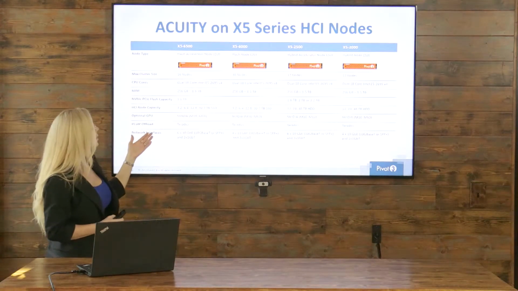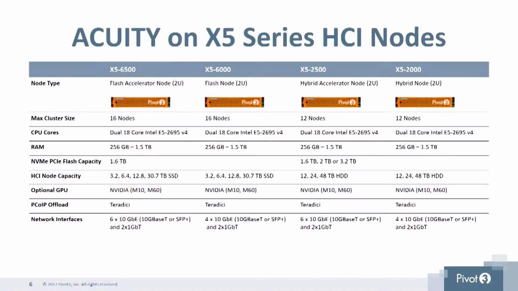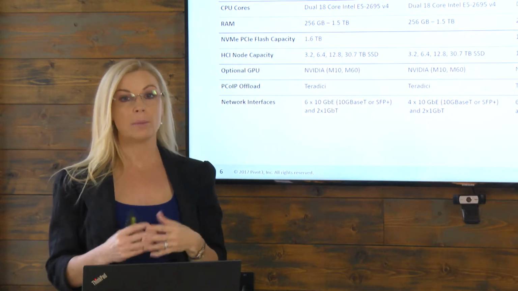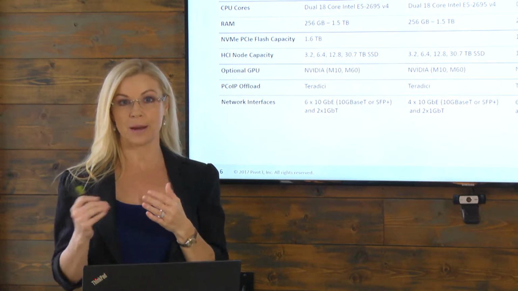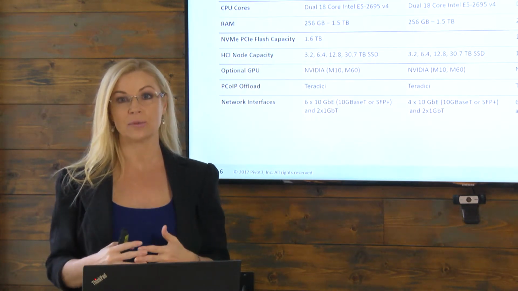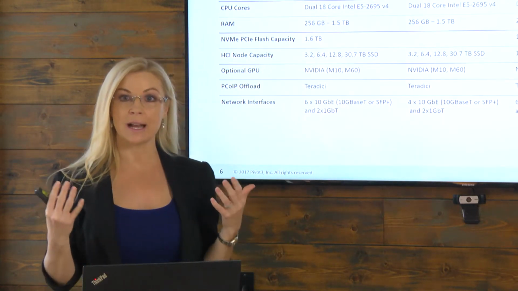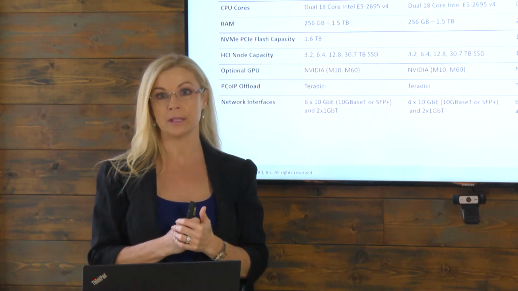As you look across the portfolio, you'll see that we've standardized on dual 18-core CPUs for all of the platforms. That's per node. And within a single cluster, on our flash nodes, you can have 16 nodes in a cluster. And within our hybrid nodes, you can have 12 nodes in a cluster. Now I want to make sure and point out that this is within a single cluster. Within a Pivot 3 domain, you can have multiple clusters side by side and have all of those managed from one infrastructure, from one management domain. And virtual machines and applications can live across all of these clusters.